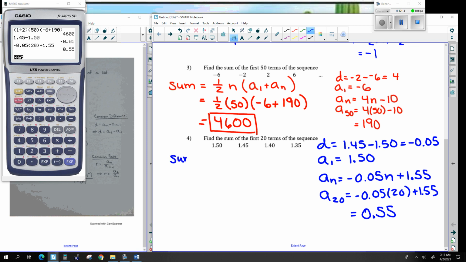So the sum is 1/2 n times a1 plus an. So the first number plus the last number. So that's going to be 1/2. I'm looking at 20 numbers. The first number plus the last number.